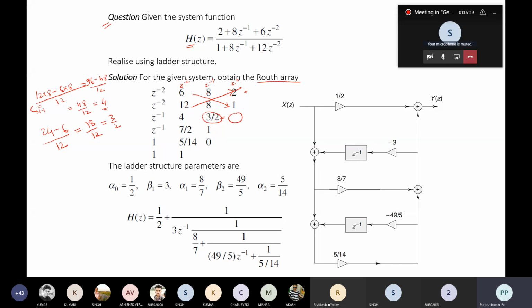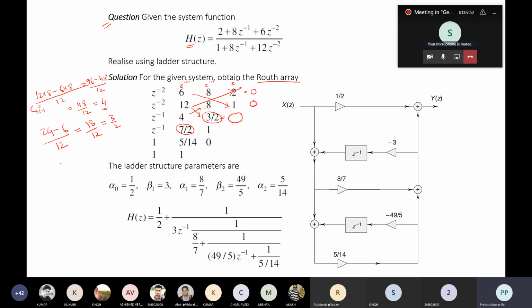To find the next value, we again take 12 multiplied by another term. If there is no other term, it is considered 0. So 12 multiplied by 0 minus 6 multiplied by 0, divided by 12, comes out to be 0. Similarly, to find this value, we multiply these two, multiply these two, subtract, and divide by 4.